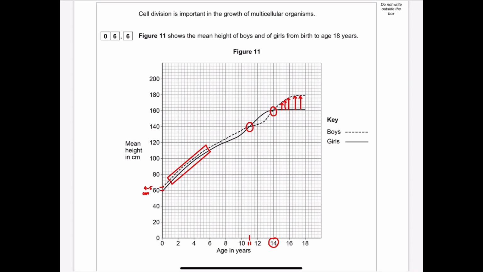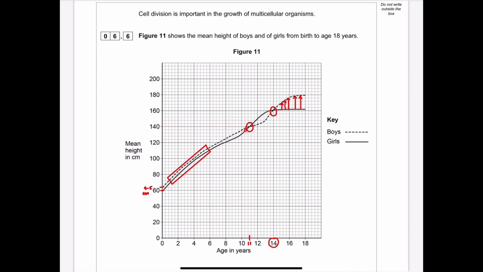If we look here in the graph, we can see that the boys are usually taller than girls by the day of birth, and they are about 4 to 5 centimeter taller than girls. And up to the age of 11, we can see the boys are taller than the girls. At the age of 11, we can see from here the height of the boys and the height of the girls is the same, about 140 centimeter.